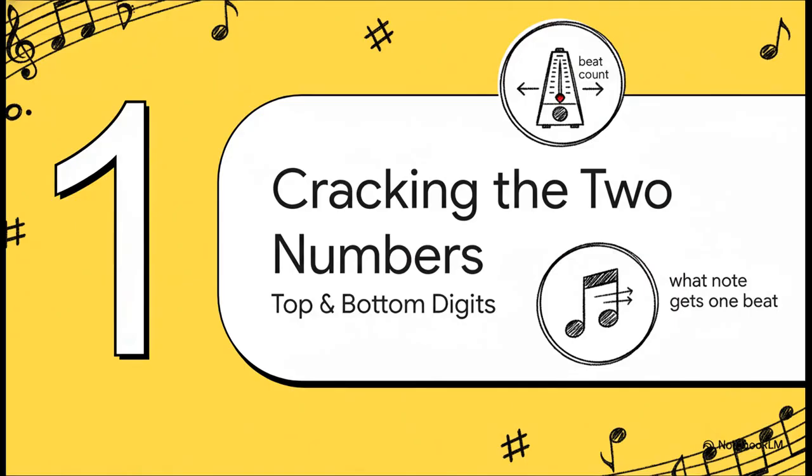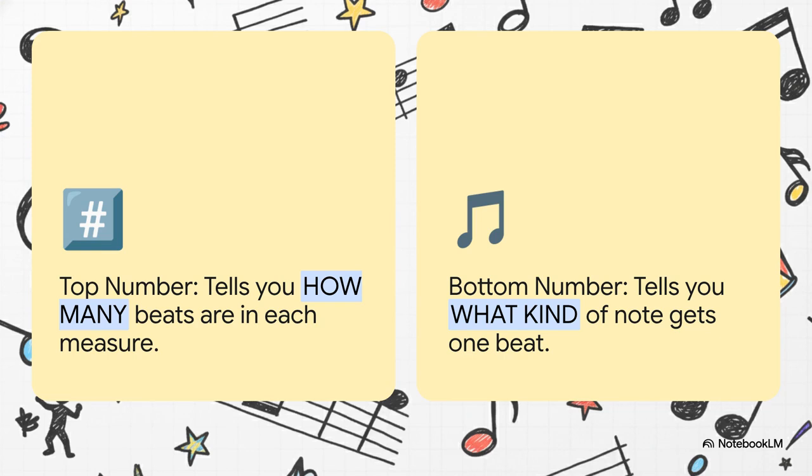So how do we actually crack this code? Well, it all comes down to understanding that each of these two numbers has its own very specific job to do. And honestly, it's a super simple breakdown. The top number, that's your how many number. It tells you how many beats to count in each little section of music. And the bottom number, that's your what kind number. It tells you what kind of note gets to be counted as one single beat.